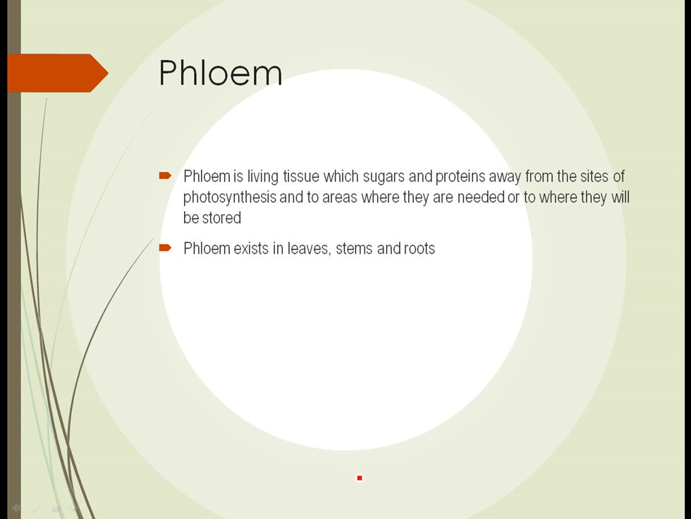Phloem consists of living tissues which carry sugars and proteins away from the site of photosynthesis into areas where they're needed or going to be stored, like tubers and roots. The phloem exists in leaves, in stems, and in roots. Keep in mind, phloem is living tissue.